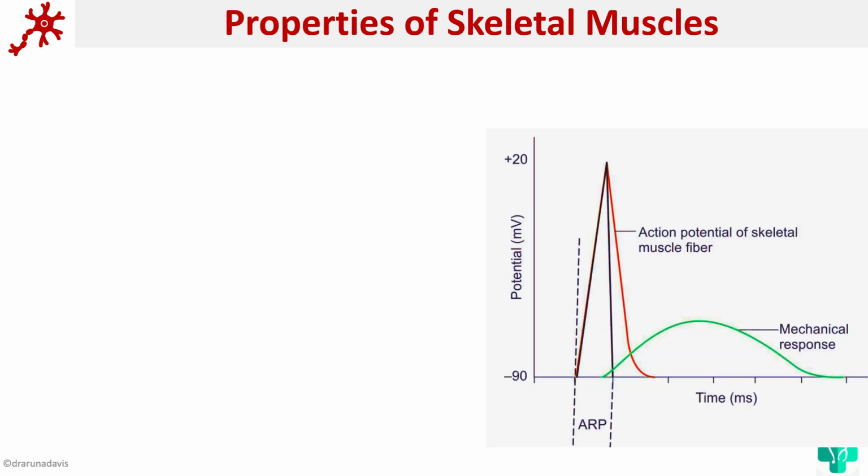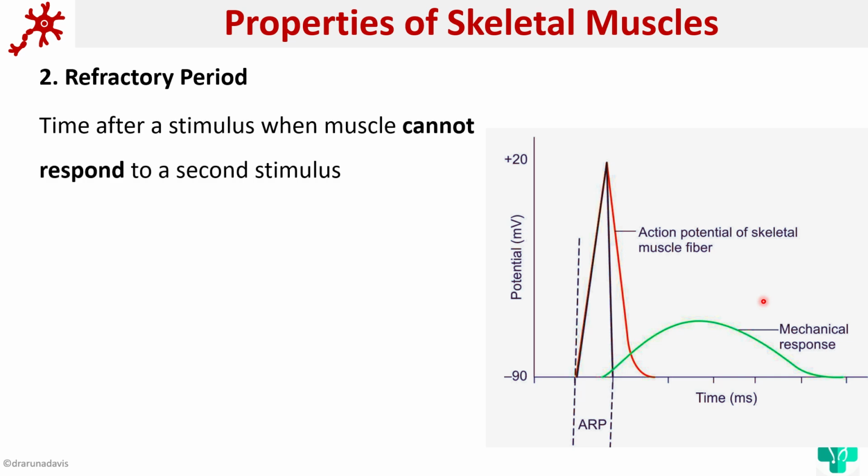Next property is refractory period. What do you mean by refractory period? We have already done videos based on that. So we've got an absolute refractory period and relative refractory period. For skeletal muscles, the refractory period is the time after a stimulus when a muscle cannot respond to a second stimulus.